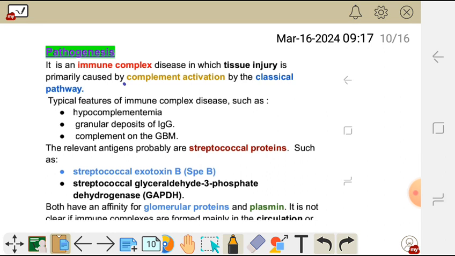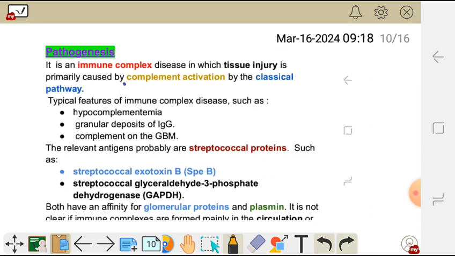How does it happen? What we should know is that it is an immune complex disease in which tissue injury is primarily caused by complement activation. So we have activation of the complement system, and mainly the classical pathway is activated. We have three pathways of the complement system: the classical pathway, and we also have the alternative and lectin pathways. The one which is activated here is the classical pathway.